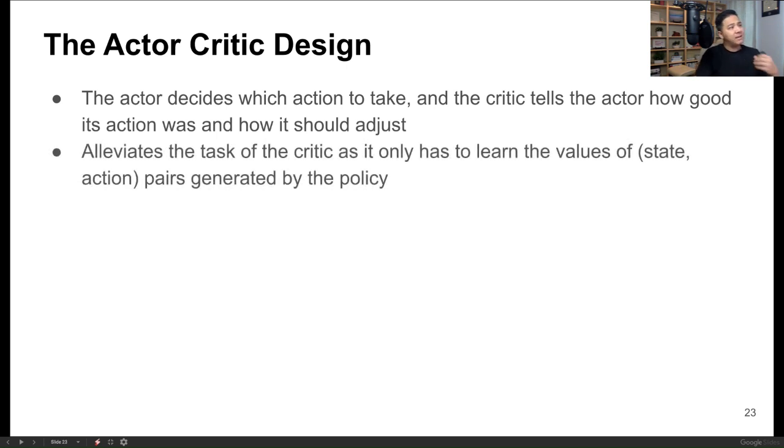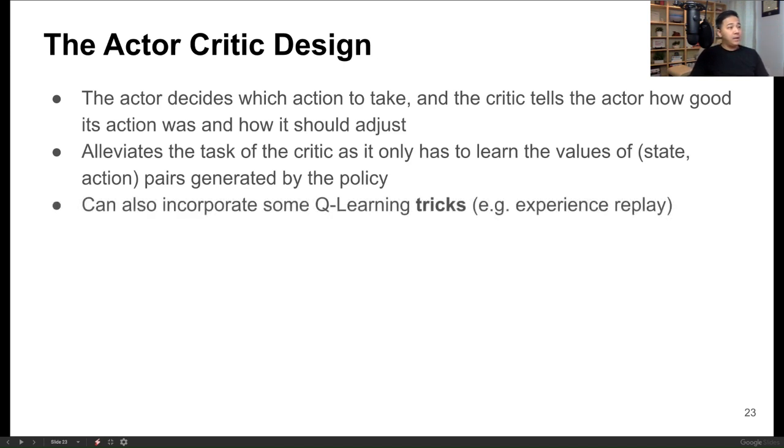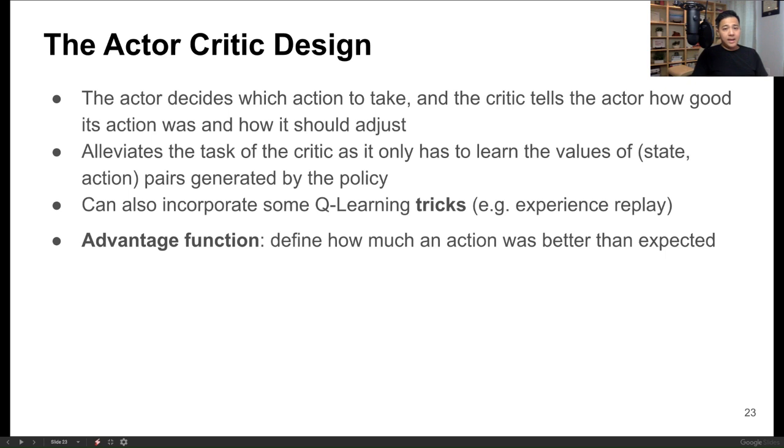And so this kind of alleviates the task of the critic, in that it only has to learn the value paired with actions generated by a policy, and you don't have to learn that directly. And this can also incorporate some of the Q-learning tricks, such as experience replay, exploration, exploitation, and so on, right? And that depends on what algorithm you use.